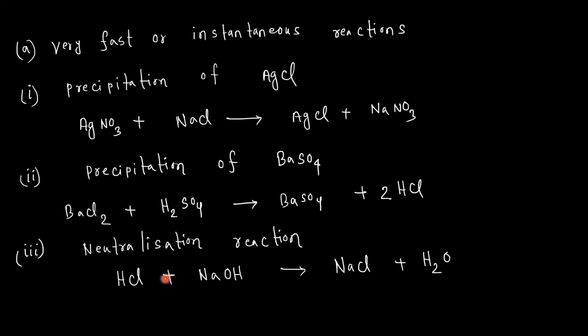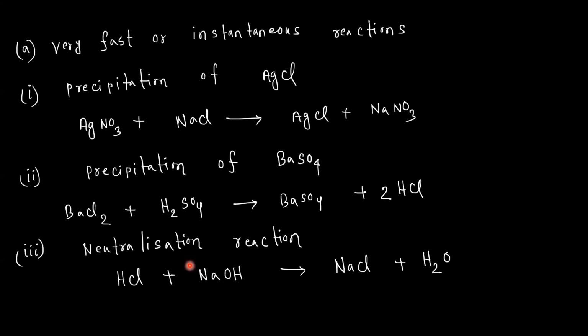On the basis of rates, chemical reactions can be divided into three categories. First one is very fast or instantaneous reactions. These reactions are so fast that they occur as soon as the reactants are brought together. It is almost impossible to determine the rate of these reactions.